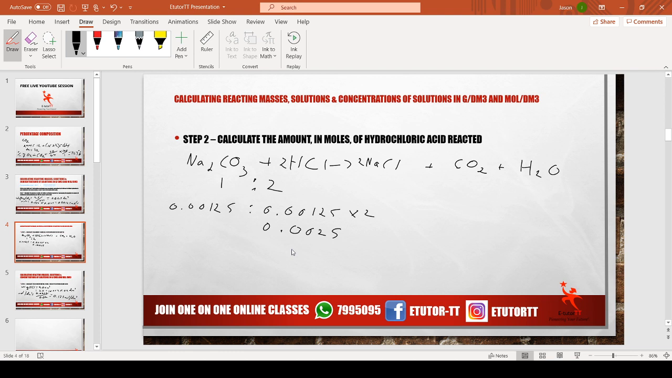Since we know how many moles of sodium carbonate were used, we could use that molar ratio to deduce how much hydrochloric acid was needed to neutralize it. So we get a 1 to 2 ratio. Because it's 2 moles of hydrochloric acid to 1 mole of that, we multiplied by 2, which gave us 0.0025.